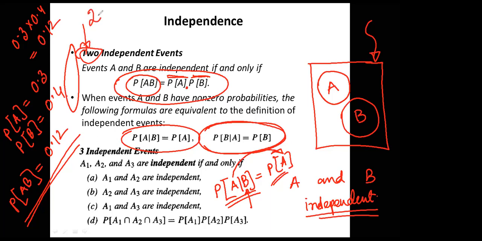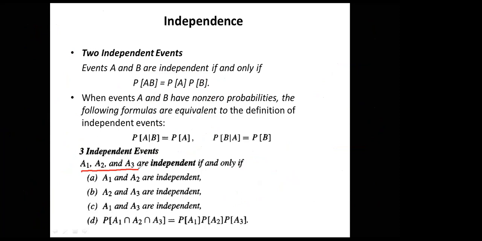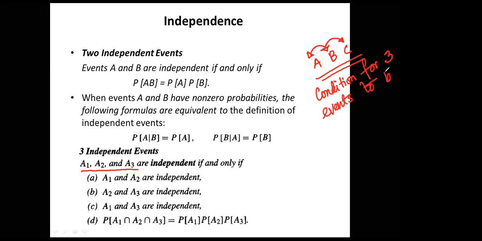But if it is more than two events, say for example three events like A, B, C, or A1, A2, A3, then what is the criteria for A, B, and C to be independent? The condition for three events to be independent: there are 4 conditions. Number 1, A and B are independent.